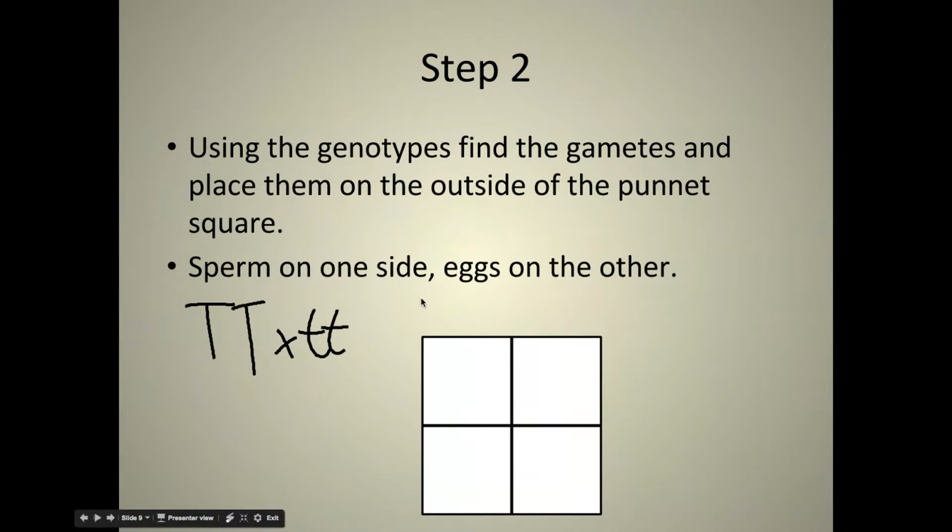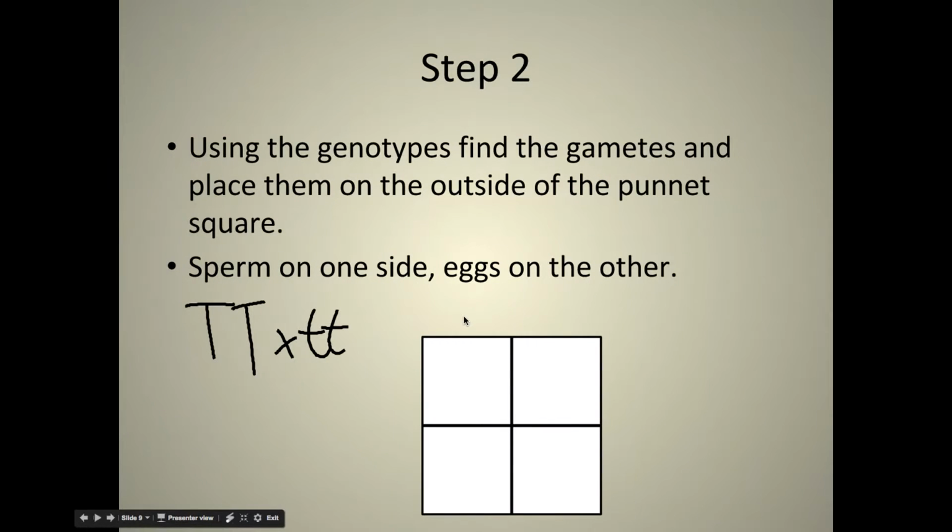You think of putting sperm on one side, eggs on the other, and they're going to mix in the middle to make children. It doesn't matter if you put one on the top or one on the side, as long as you put one parent up here and one parent on the side. It's important when we go to split up the gametes. We're going to split up each one from each parent.